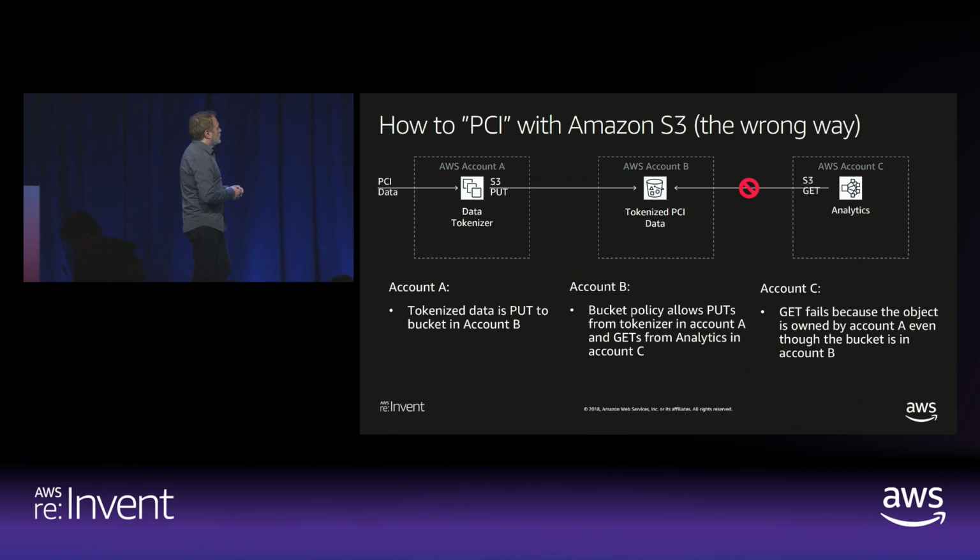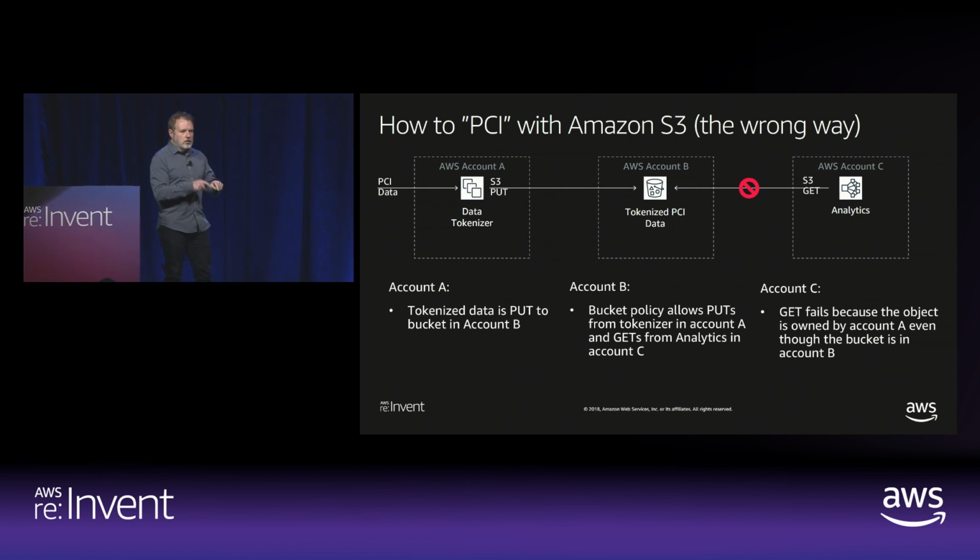So how do you do this the wrong way? Account A writes stuff as account A into account B. And you've got the bucket policy allows puts from the tokenizer and gets from the analytics, but for some reason account C can't do it because you haven't set any ACLs. You haven't done anything to enable that because the object is owned by A. And as PD pointed out, a bucket policy cannot affect access on an object it does not own. And this stumps a lot of people. And this is where sometimes the developer scratches their head and goes, I need an ACL. And they put in a public ACL or something like that, and that would be bad.